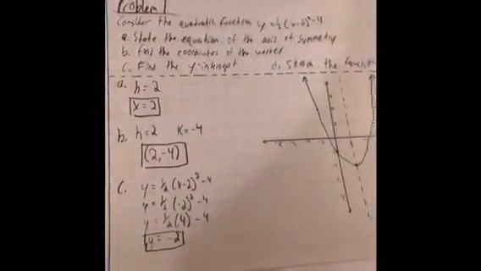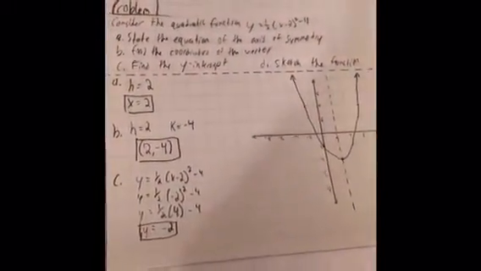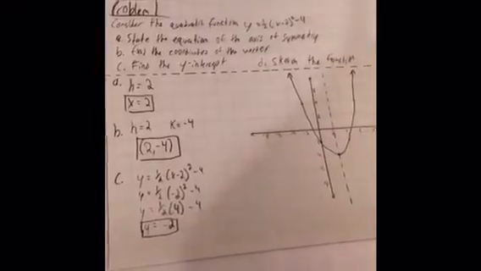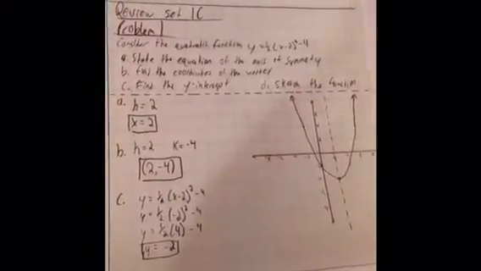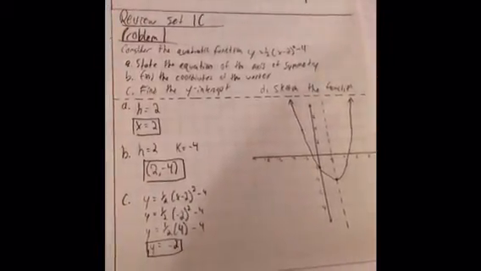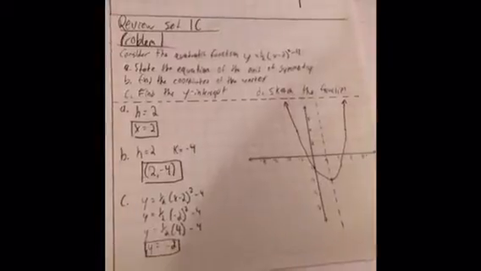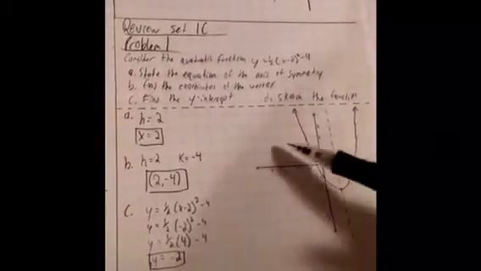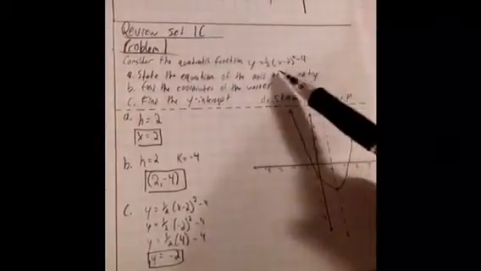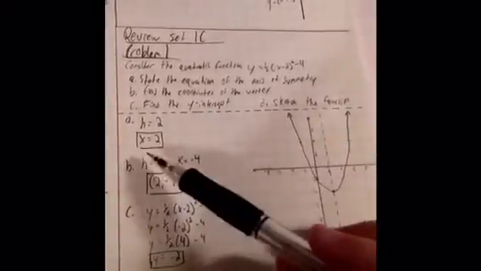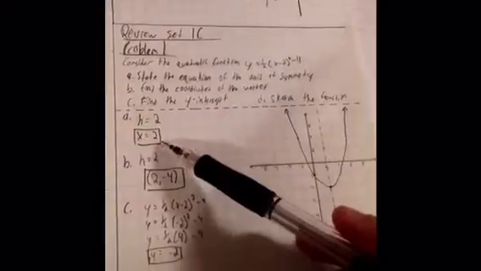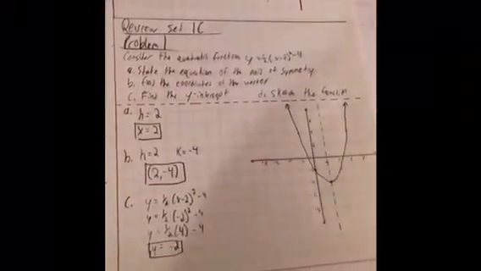And this is problem 1 from review set 1C. The problem is, consider the quadratic function y equals 1/2 times x minus 2 squared minus 4. Part A of the question is, state the equation of the axis of symmetry. The axis of symmetry is simply the h value, so you just have to look at the equation and see that the h value is 2, and then there you go. X equals 2 is your equation for the axis of symmetry.